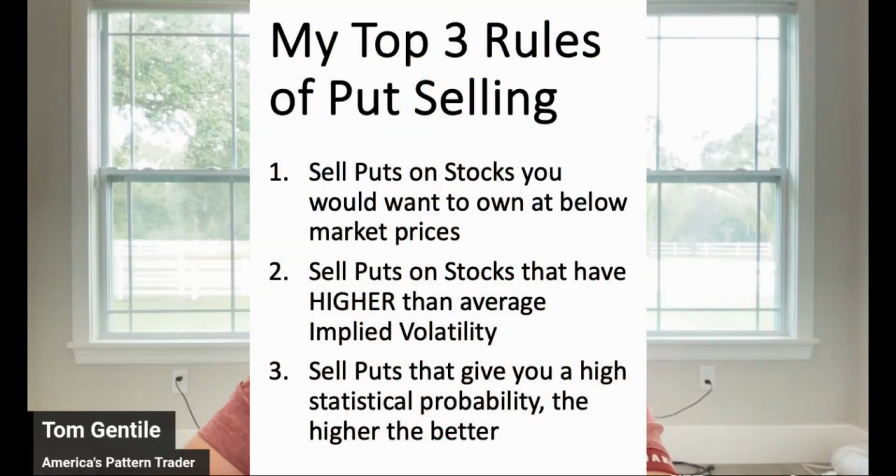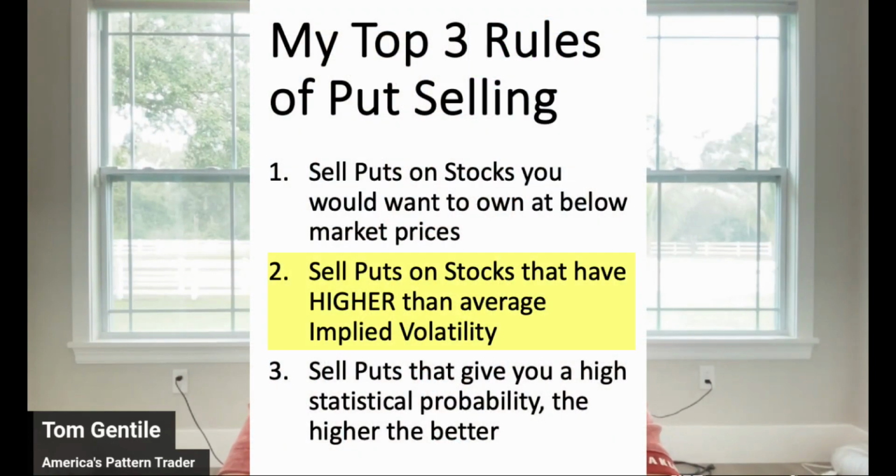Now, I don't just sell puts on anything. They have to be first-class companies or commodities like GLD. Here are my top 3 rules of put selling. Rule number 1, I want to sell puts on stocks or ETFs that I want to own at below market prices. Again, GLD is trading above 179. I want to own it at 175. And right now I can be paid $1.80 per share, or $180 per contract, to be obligated to own GLD at 175.